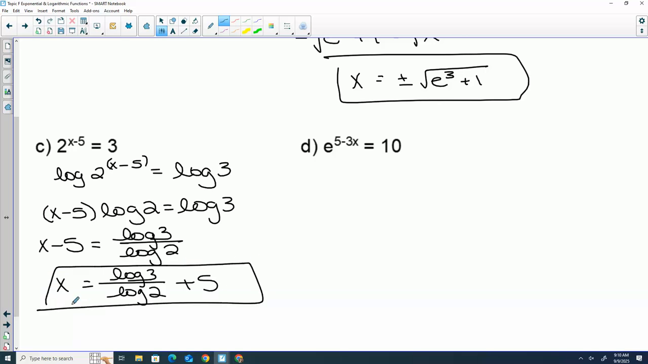If you put it in your calculator, just remember when you push the log button, it opens a parenthesis, so you do have to close it if you type it in. So log 3 divided by log 2, closing both of those parentheses. So it turns out to be about 6.585.